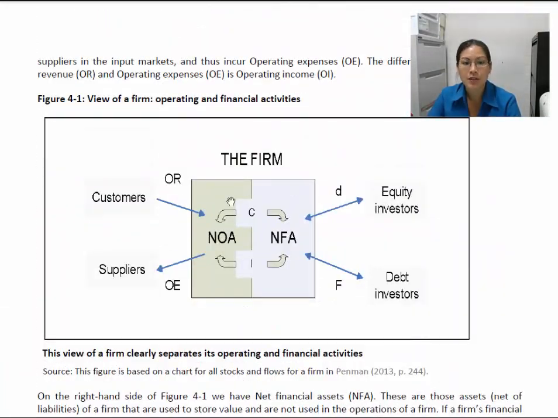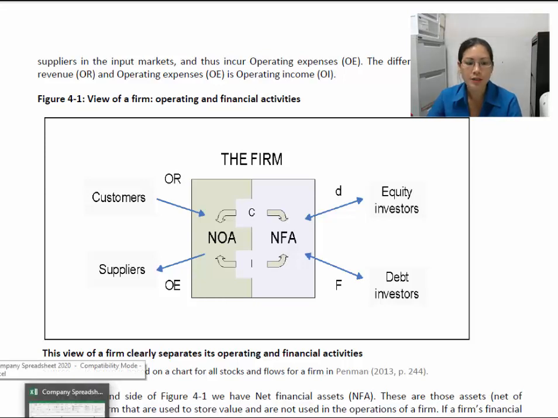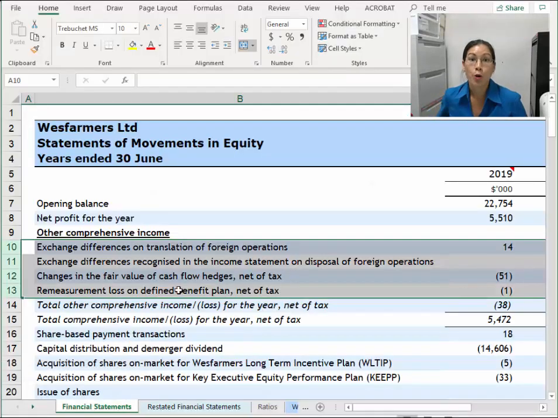explaining the difference. So operating activities are to do with day-to-day operations, your customers and suppliers. Financial activities are to do with the people who fund the operations. So basically your shareholders or your equity investors, and banks, who are your main debt investors. Okay, so you need to understand the difference between O and F before you can start classifying these.